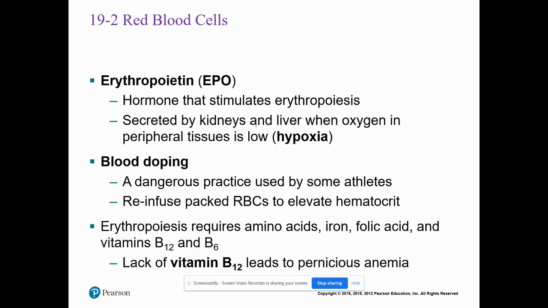All right, so here's the hormone I was talking about. EPO is the abbreviation, and it stimulates red blood cells to grow. We do secrete it with our kidneys and our liver, specifically when tissues that may be in your peripheral, like your fingers, your toes, your arms, your legs, is low, and that would be called hypoxia. Hopefully you guys have already heard that, but if not, it just means low oxygen.